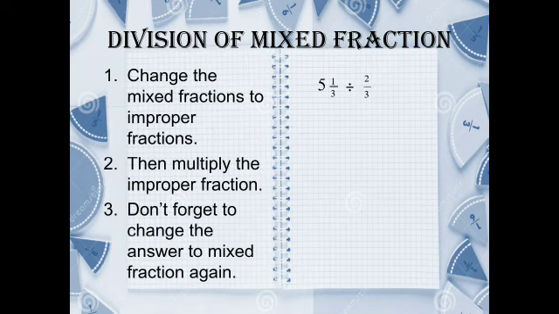So let's find out. First we will be changing the mixed fraction, that is 5 1 by 3, into an improper fraction. So 5 into 3 plus 1 by 3 divided by 2 by 3. So our improper fraction here will be 16 by 3 divided by 2 by 3. Now what we will be doing is we will be changing the second fraction into its reciprocal. So 2 by 3, we will be finding out the reciprocal of it. So 16 by 3 into 3 by 2.